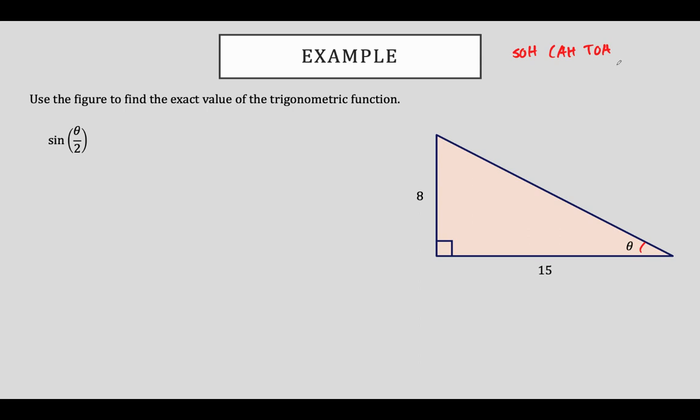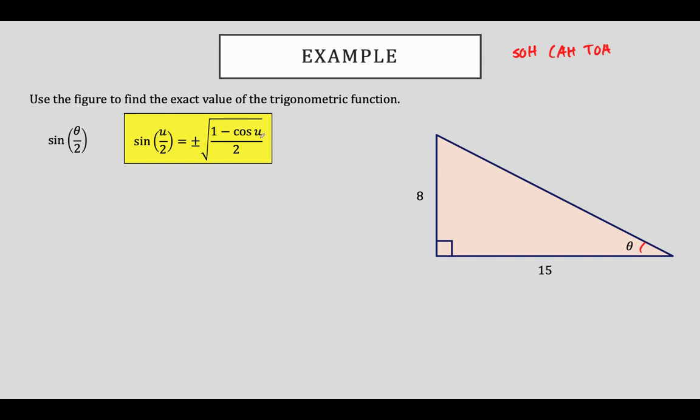So here we are asked to find the sine of theta over 2, or the sine of half of this angle theta. That should tell us we want to use our half angle formula for sine. Our half angle formula for sine is sine of u over 2 is equal to plus or minus the square root of 1 minus the cosine u divided by 2. In this case, the only difference is that instead of u's, we have thetas.